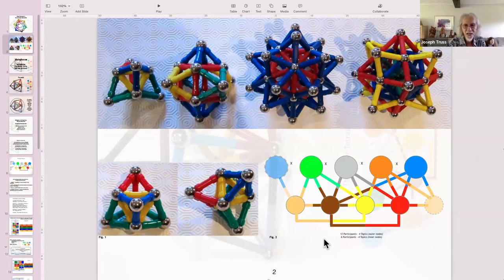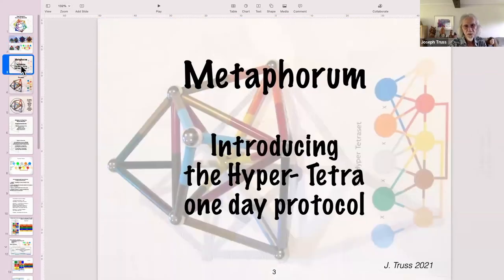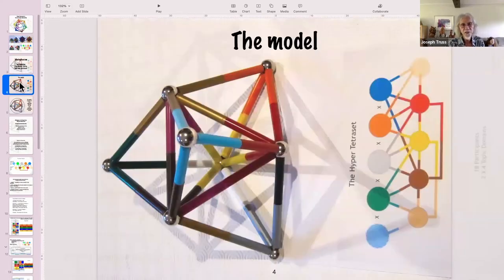Those are the duals. So what we've done is we're using the duals in this case in order to set up a connection diagram that allows us to maintain a very, very interconnected, joined up group, but at the same time to engineer it in such a way that we can run multiple meetings. Remember, to get any reverberation, we have to do at least 2 iterations. And if we're looking at a 1 day, it's impossible to do 2 iterations if you have to run 2 meetings at a time. So in this case, what we do is we run 4 meetings at a time. So this is the hypertetra 1-day protocol. This is essentially the model.